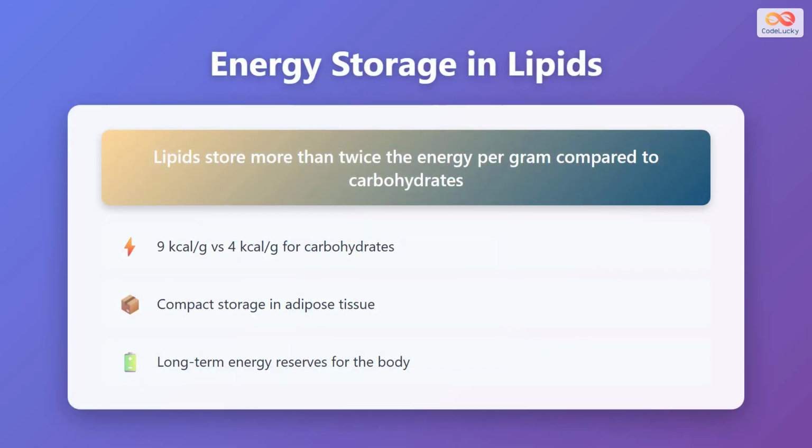Lipids are incredibly efficient energy storage molecules. They store more than twice the energy per gram compared to carbohydrates. Specifically, lipids provide 9 kilocalories per gram, while carbohydrates only provide 4 kilocalories per gram. This makes lipids ideal for compact storage in adipose tissue, your body's fat cells. Lipids serve as long-term energy reserves that your body can tap into when needed, making them essential for survival during periods without food.